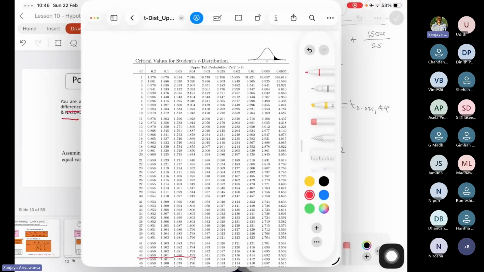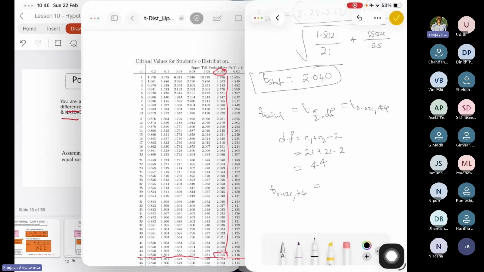Okay, degrees of freedom 44. That's what I'm interested in. But remember, this particular table is calculating only the upper tail side. So 0.025 is what I'm looking at, because it's only one side we're looking at in this table, which gives me the value of 2.015. So now what do I do?